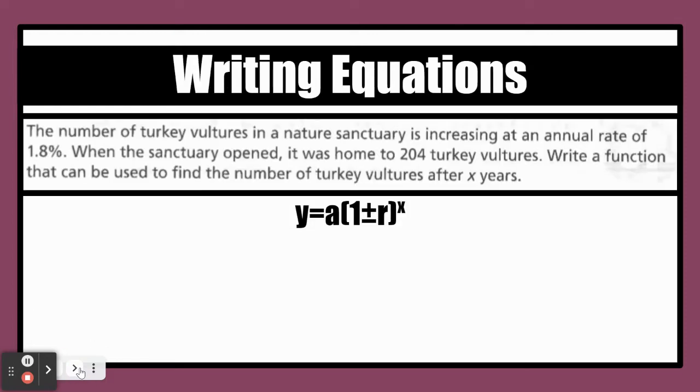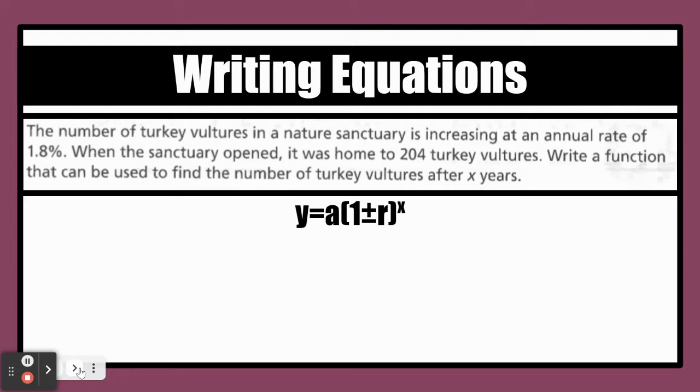So let's take a look at this first word problem. It reads, the number of turkey vultures in a nature sanctuary is increasing at an annual rate of 1.8%. When the sanctuary opened, it was home to 204 turkey vultures. Write a function that can be used to find the number of turkey vultures after X years. Once again, we are just writing the equation. We are not solving it.